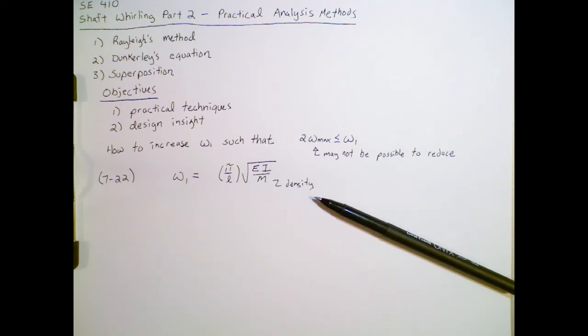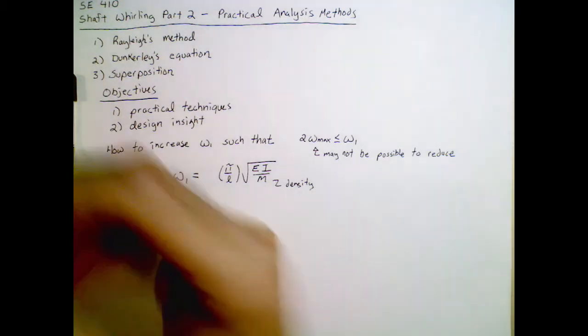So this equation is great for describing basic concepts. We can see some of the design relationships. If we increase mass, we can reduce the first critical speed, or if we increase the stiffness of the shaft, then we're going to increase the first critical speed. We want to go beyond what this model can predict so that we can actually analyze shaft systems that have multiple components attached to them. It gets a little bit more complicated. And so that's where Rayleigh's method comes in.